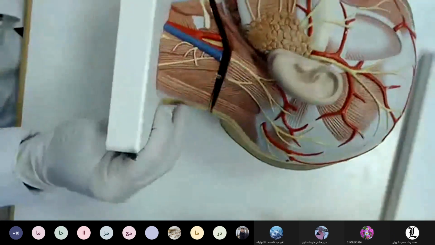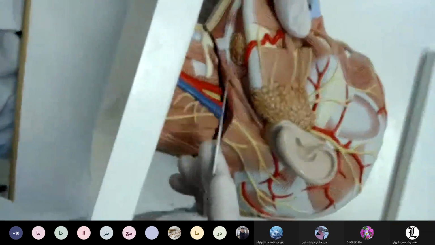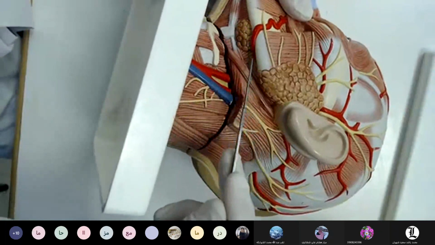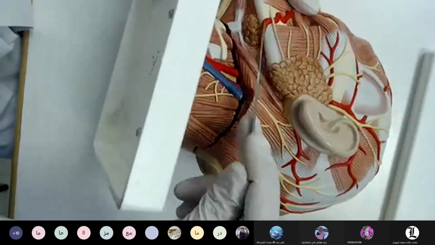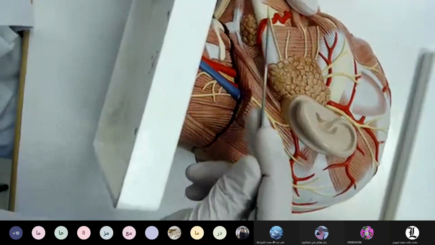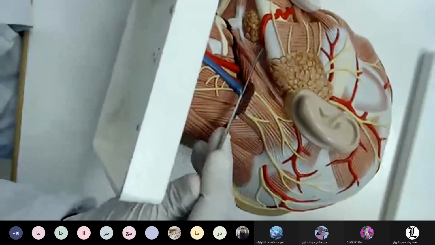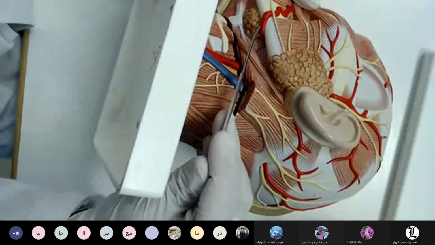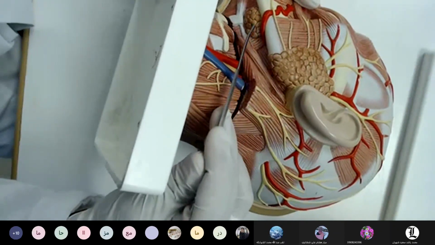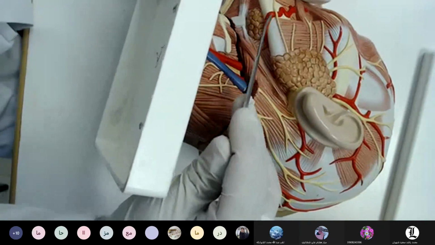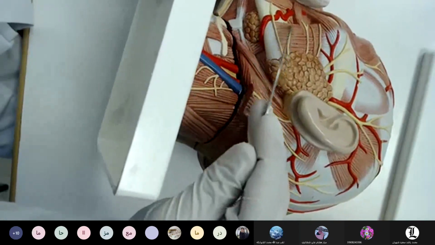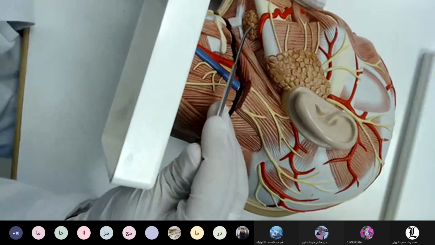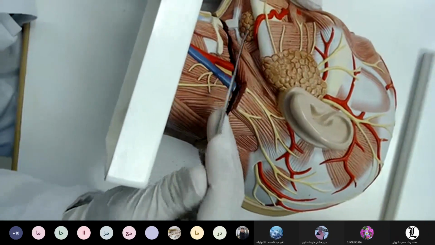Here, guys, again the lower border of the body of the mandible, and this is the facial artery, which is a branch of the external carotid artery from the anterior branch. It was deep to the submandibular gland, but then it twisted out and becomes lateral to the submandibular gland, and then arcs over and anterior to the masseter muscle here. Anyway, this is the superficial part of the submandibular gland.